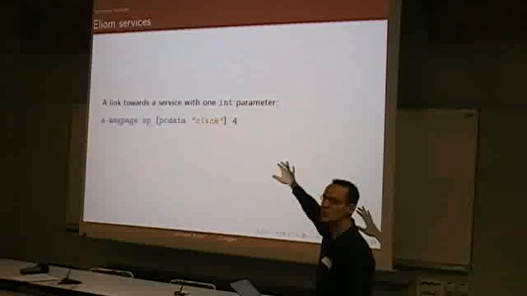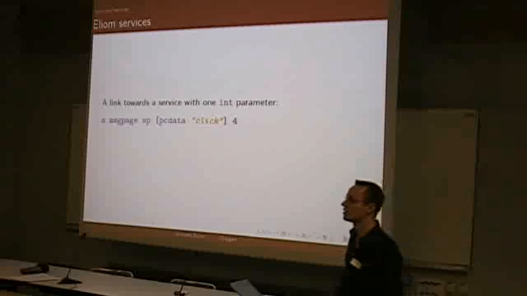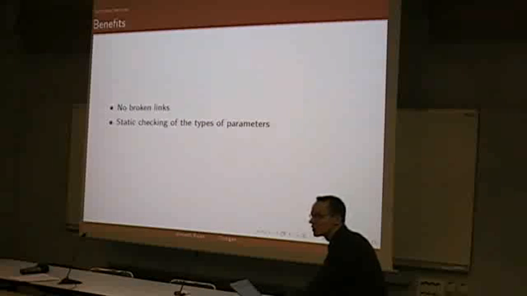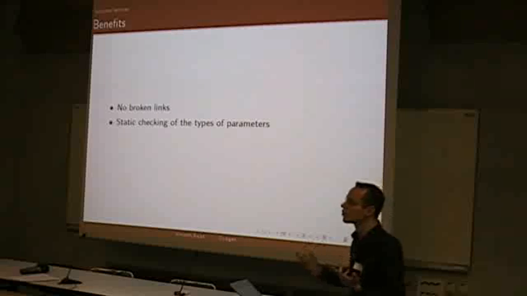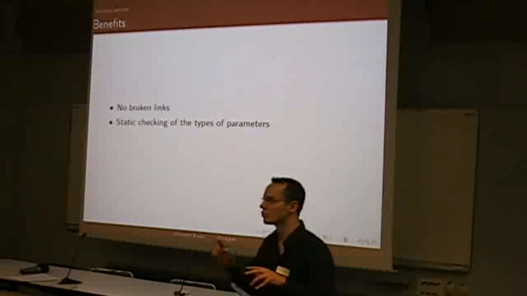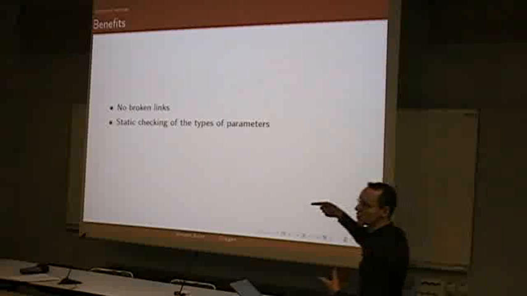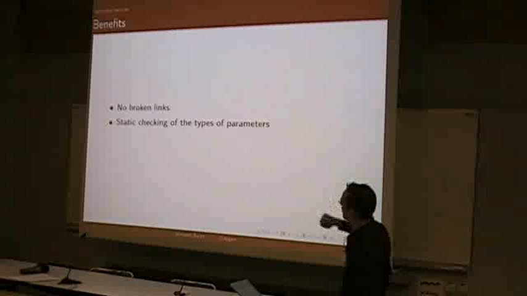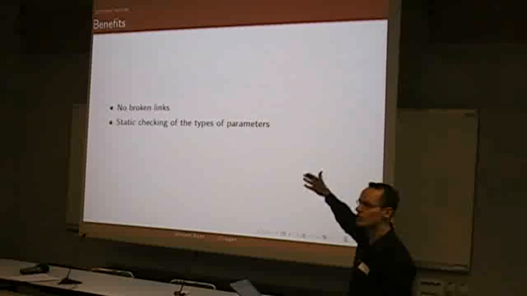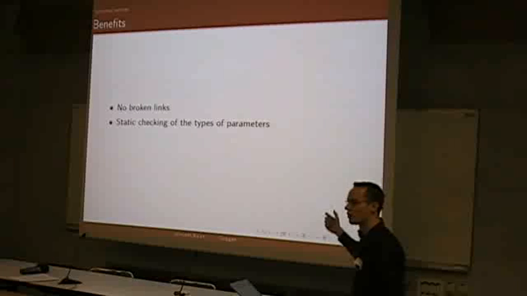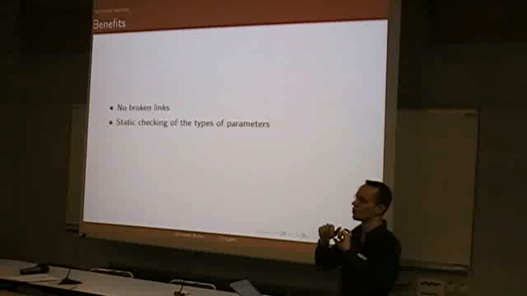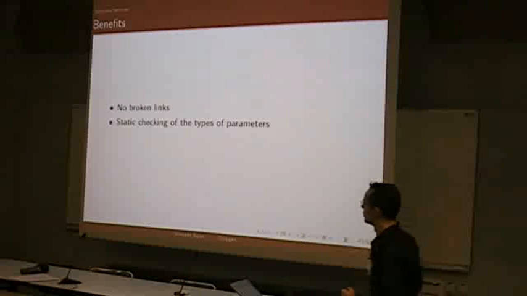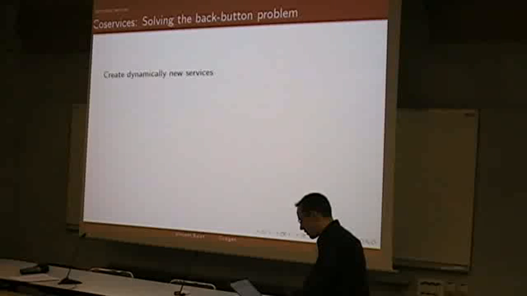Okay, that's a good example of generalized algebraic data type. As a consequence of this, it is not possible to have broken links because I'm not using the text of the URL. I'm doing a link towards a service, which is an abstract data type. Okay, and there is a possibility to have static checking of the type of parameters and check that a form corresponds to the service on which it runs.